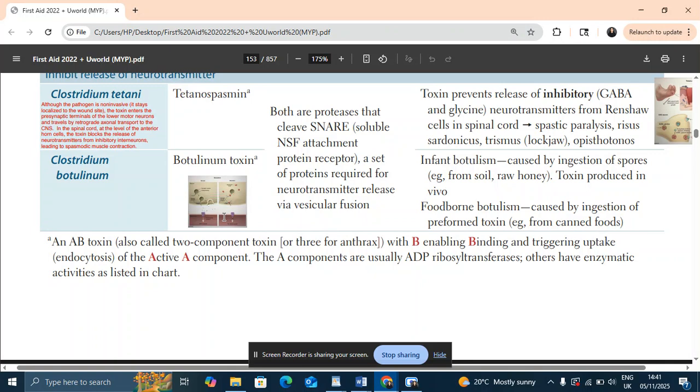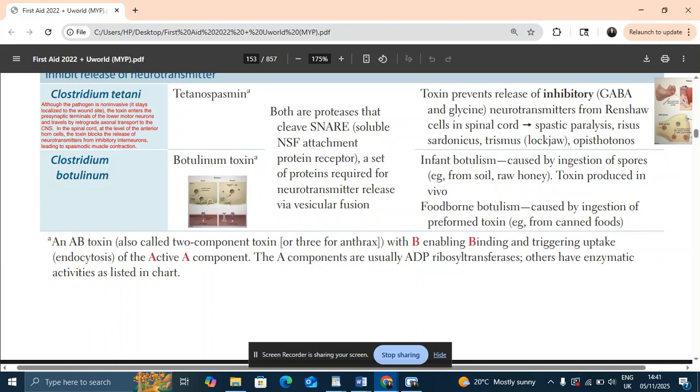So in botulinum, always remember the word floppy, and with tetanus, always remember tight. We have talked about how in tetanus there is a spastic paralysis because of decreased release of the inhibitory neurotransmitters glycine and GABA.